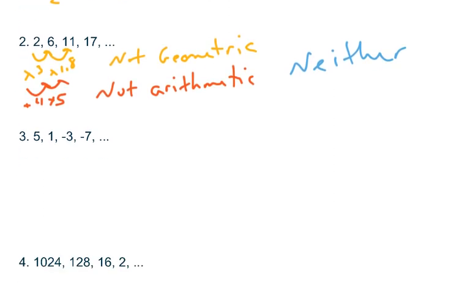Okay, let's try number 3. Let's check our geometric first. 5, 1, negative 3, negative 7. Well, to go from 5 to 1, that would be like dividing by 5. Or instead of dividing by 5, we could say times 1/5.